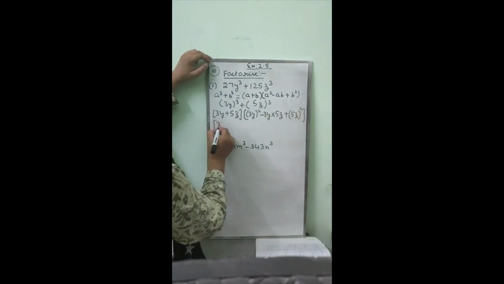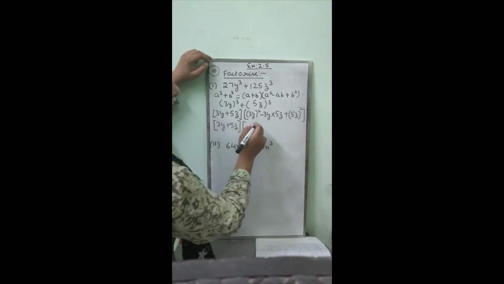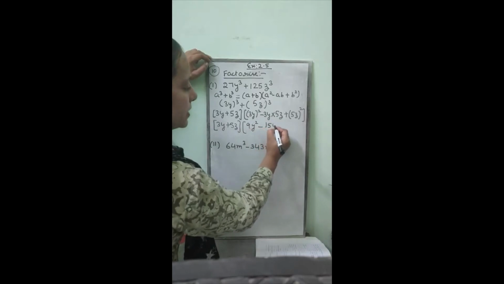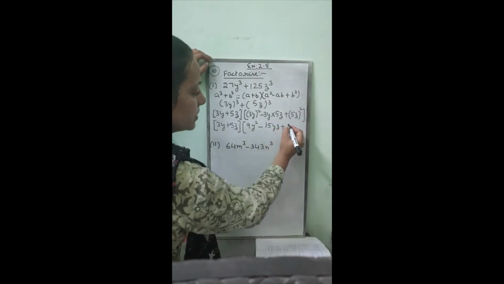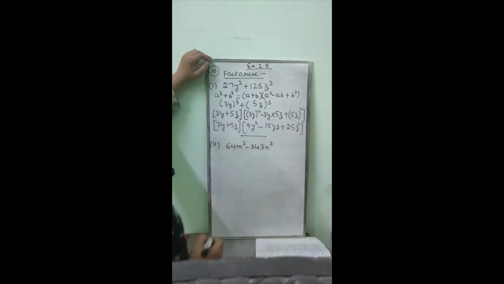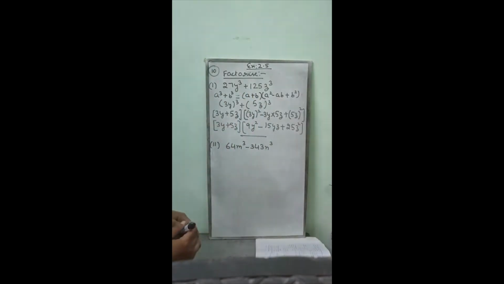The answer is 3y plus 5z. (3y) square is 9y square, 3 5s are 15yz, (5z) whole square is 25z square. That's all. Clear? We will open the cubes of the statement, then use the identity a cube plus b cube or a cube minus b cube.